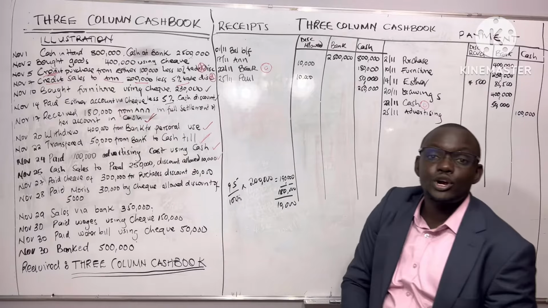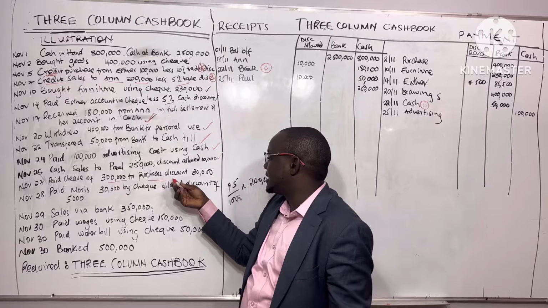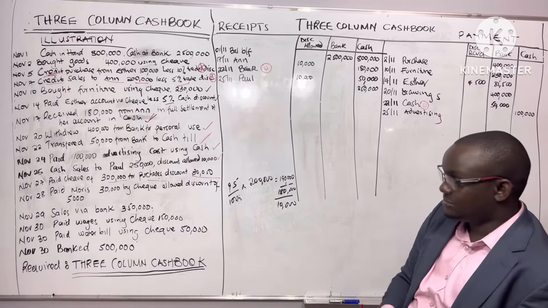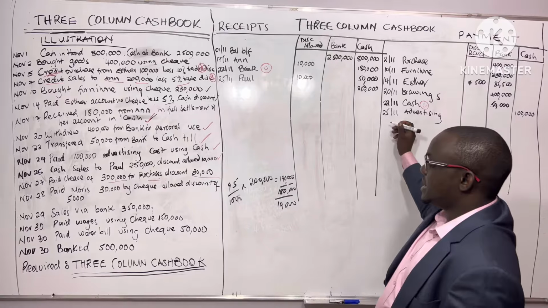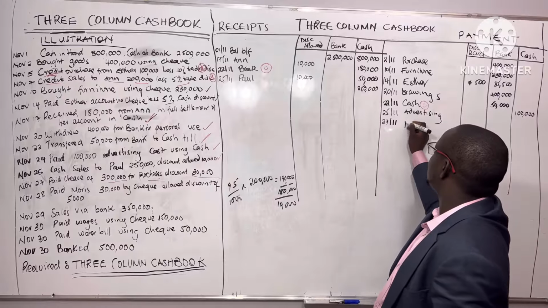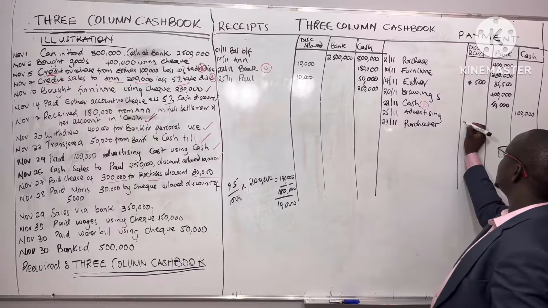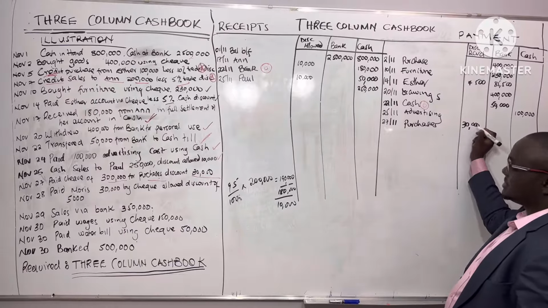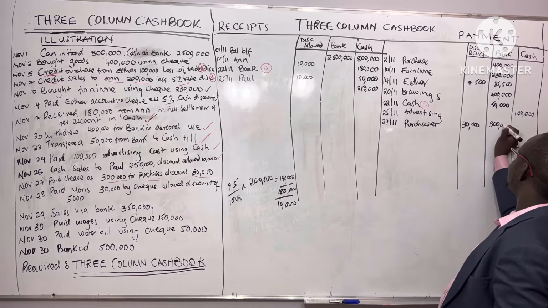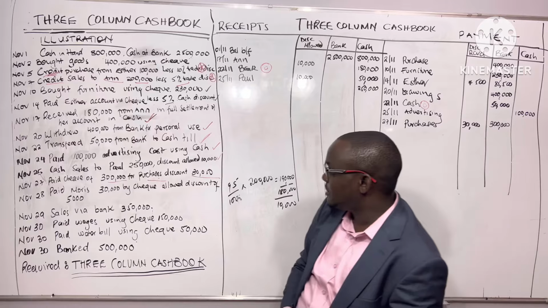The next one, we are told paid a check of 300,000 for purchases. Discount given is 30,000. So let us pay this check. We are paying on 27th of November. Purchases. We have been given a discount of 30,000. The amount is 300,000.